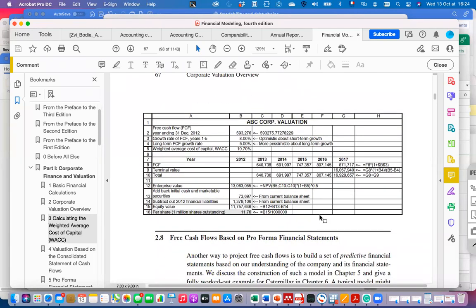Now we make the connection with chapter number 4: how to use this free cash flow to find the fair value of the firm and then the fair value of the stock.